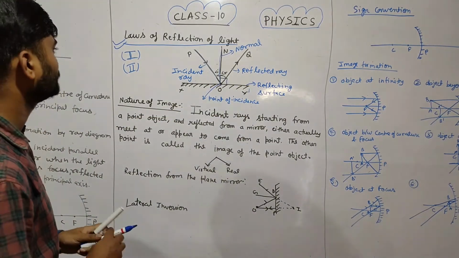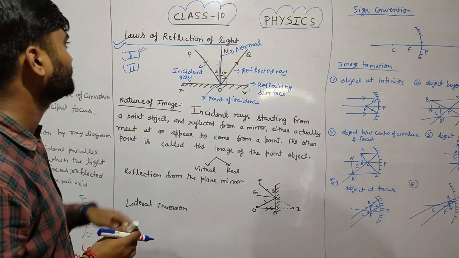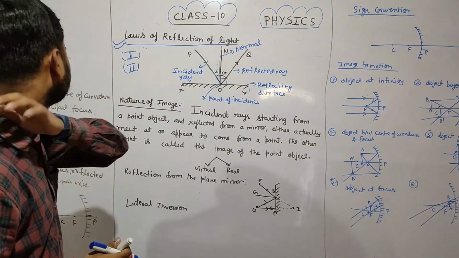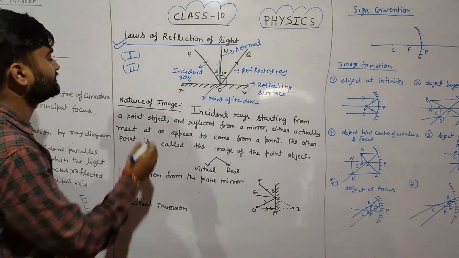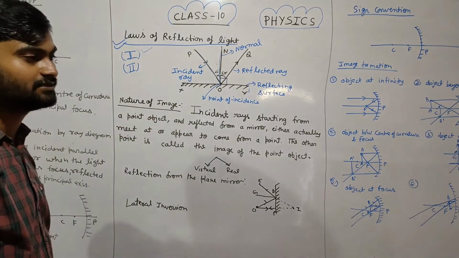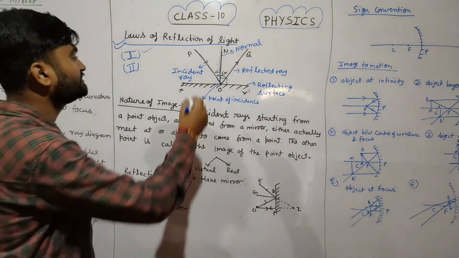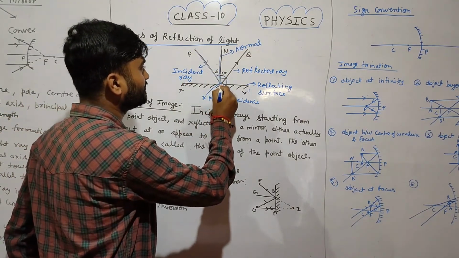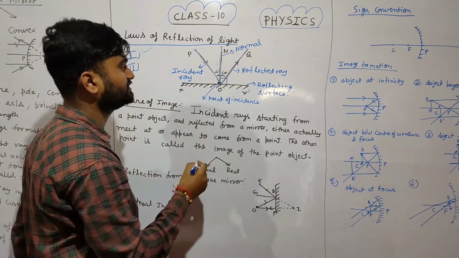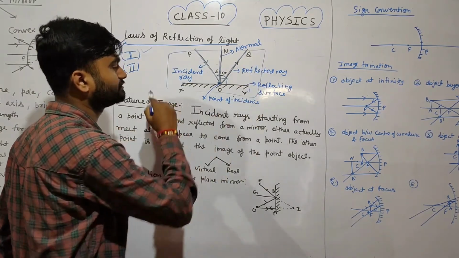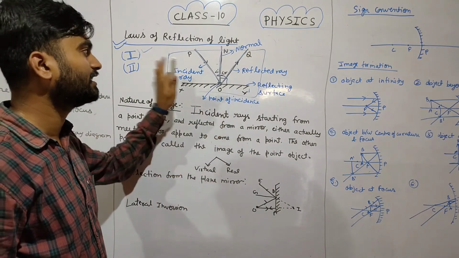Now we come to the first law. We can perform an experiment to verify these laws, but you can read about the experiment in your book. What is the first law of reflection? The incident ray, the reflected ray, and the normal at the point of incidence all lie in the same plane.